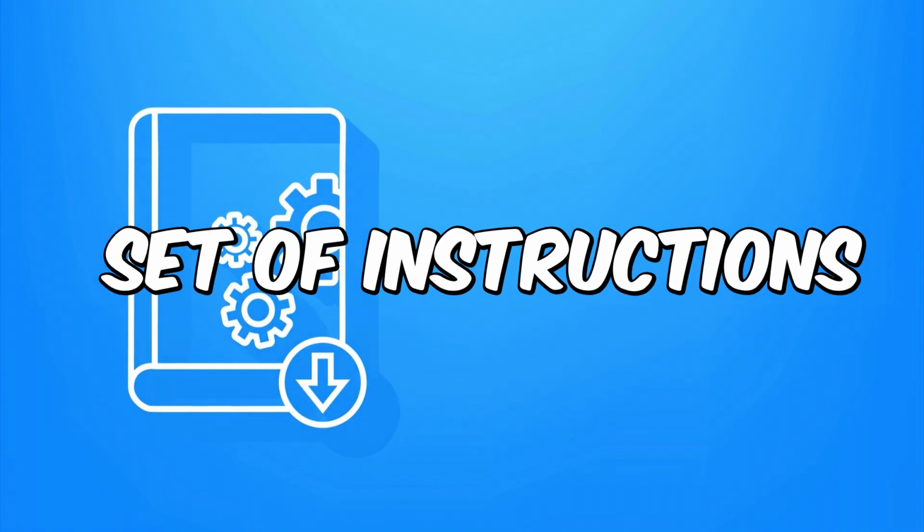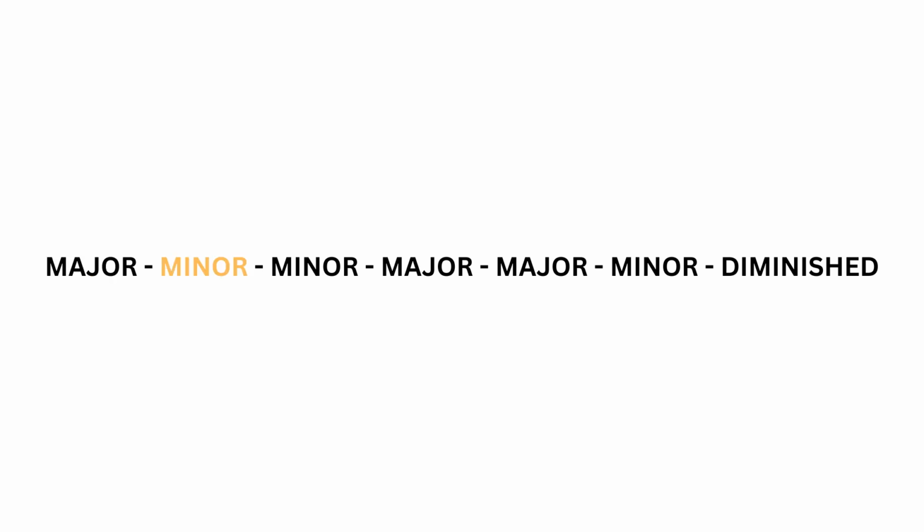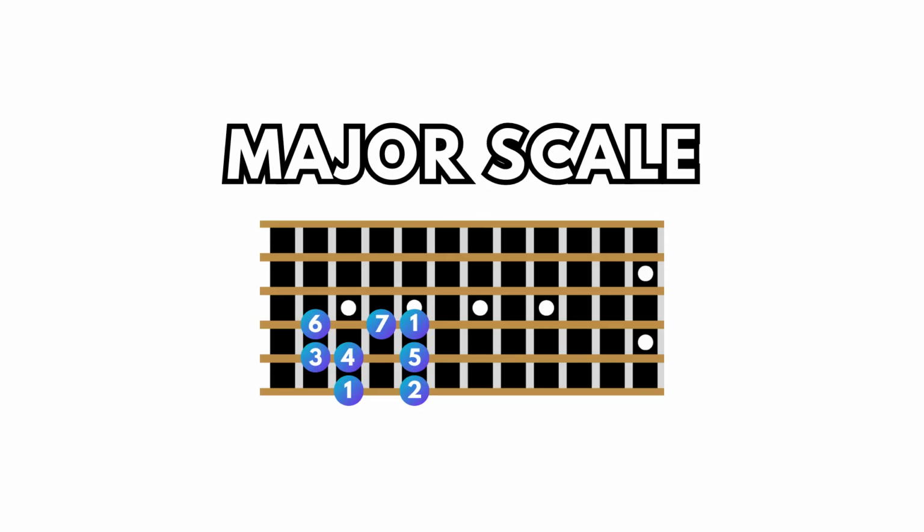Learning how to make or build chords from any scale is easy and follows a very simple set of instructions. Now you may already be aware of the chords available in a major key by memorizing the following sequence: major, minor, minor, major, major, minor, diminished, and aligning this pattern with the notes of the major scale.